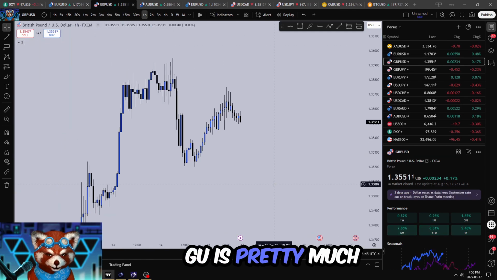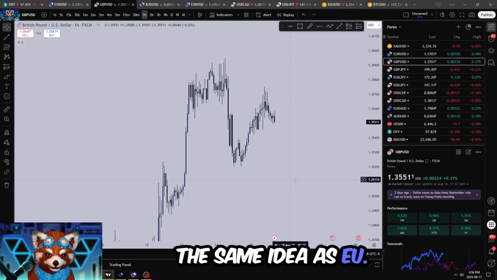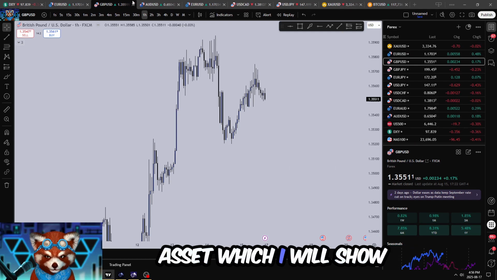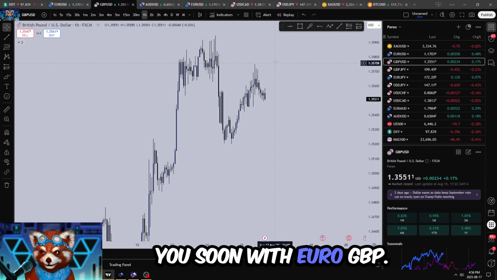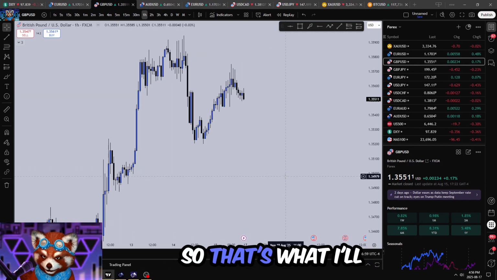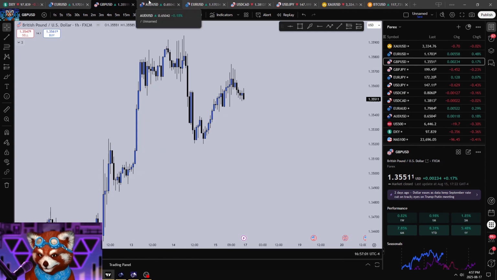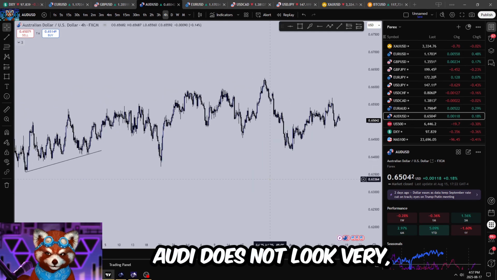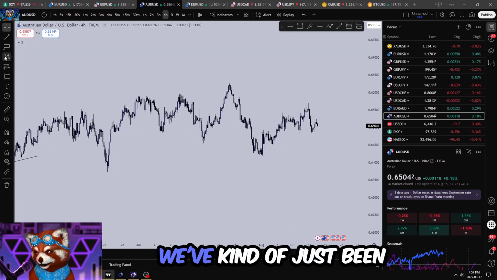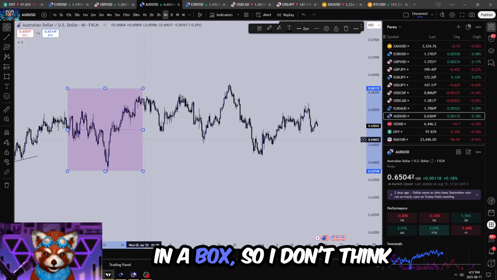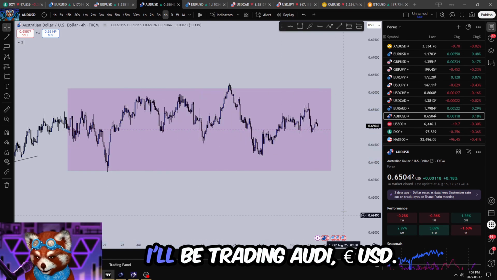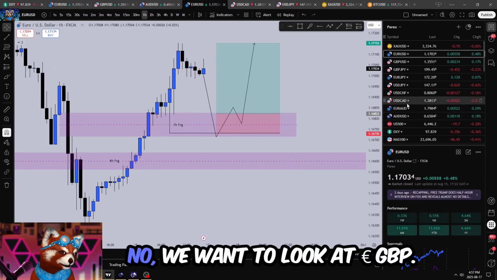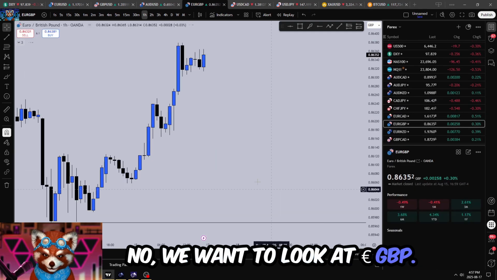GU is pretty much the same idea as EU. However, Euro is the stronger asset, which I will show you soon with Euro GBP. So that's what I'll be looking at. And we have Audi. Audi does not look very interesting. We've kind of just been in a box, so I don't think I'll be trading Audi. Euro USD, no, we want to look at Euro GBP.